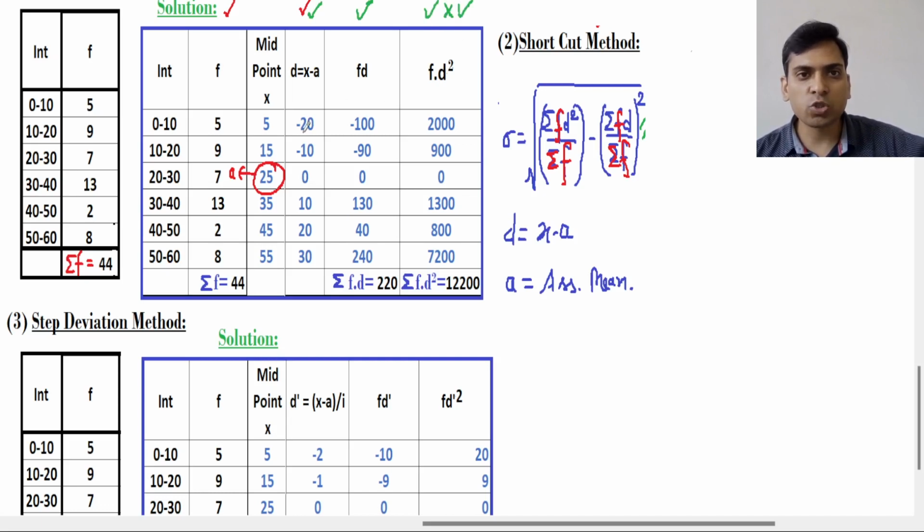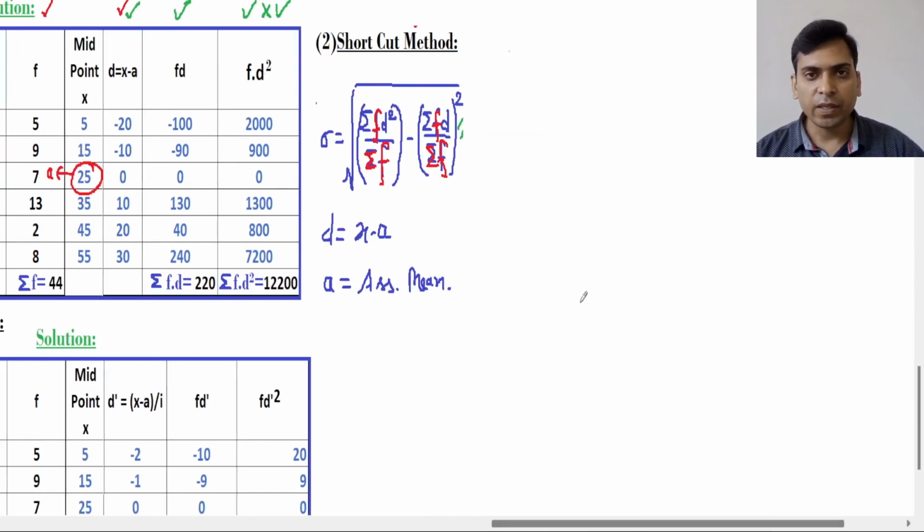This means this minus 20 and minus 100, that is what? 2000. And summation of this column is considered as summation FD square. This is what? 12,200. Now we will put this formula.